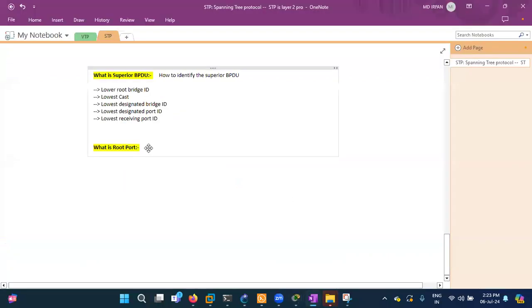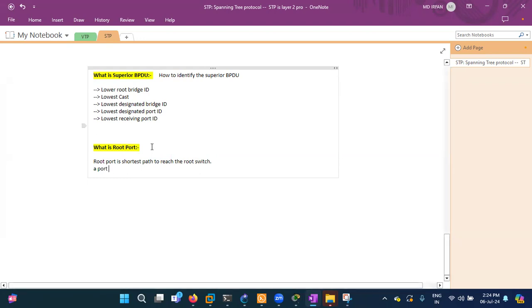Okay, so what is a root port? So root port is the shortest path to reach the root switch. It will be the shortest path to reach the root switch. Which port will become a root port? Root port that I'm explaining.